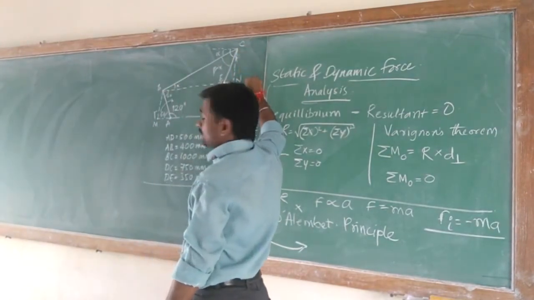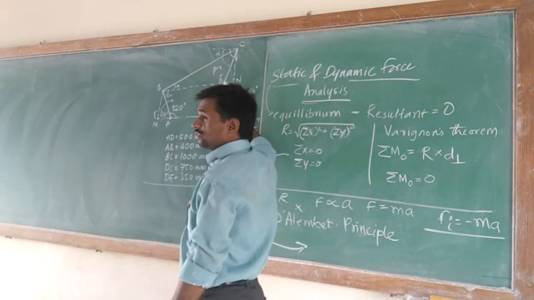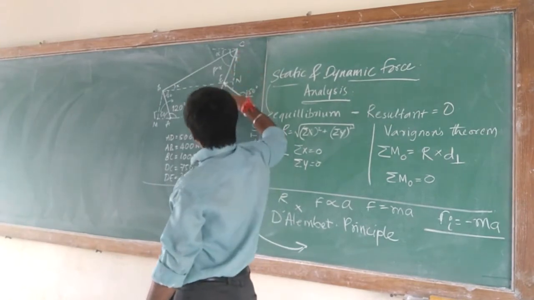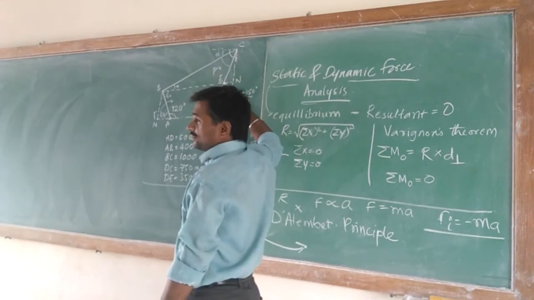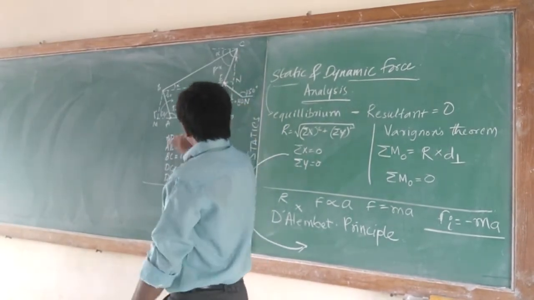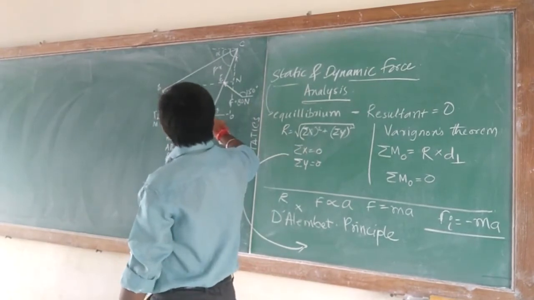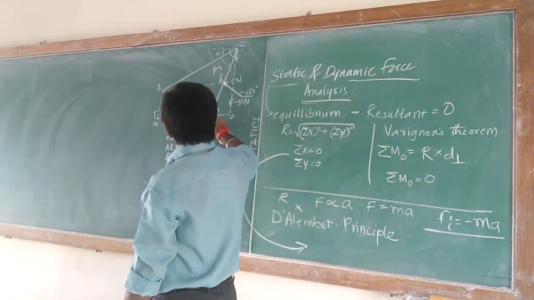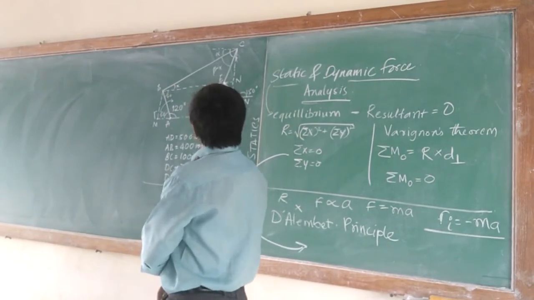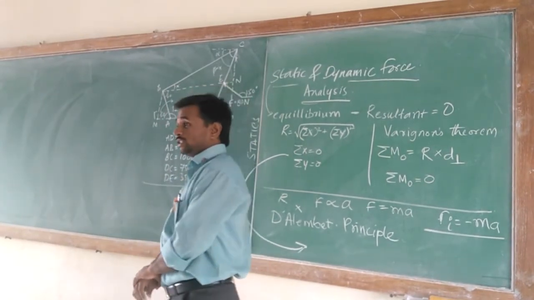Do you know beta? No. Without beta you cannot find this. So what will you do? AD length is known. So you have a more complicated method. You get two equations, and both equations you have to solve.